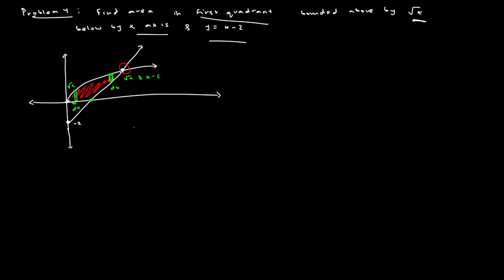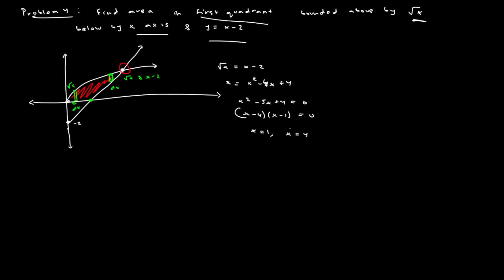So let's find out this intersection point over here. So square root of x is equal to x minus 2. I square both sides. I get x is equal to x squared minus 4x plus 4. Then x squared minus 5x plus 4 is equal to 0. Factoring, I get x minus 4 times x minus 1 is equal to 0. x is equal to 1. x is equal to 4.